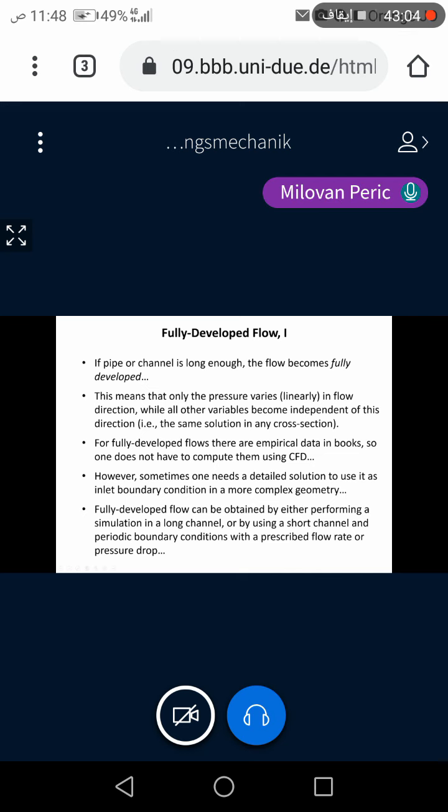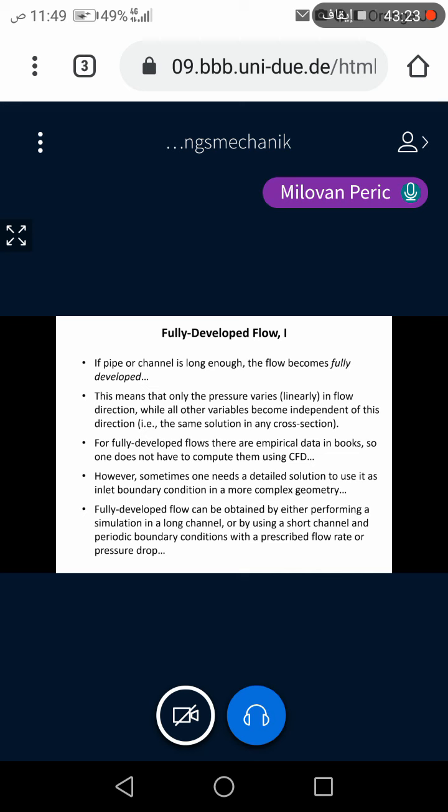Now, fully developed flows, you usually don't need to compute with CFD because there are empirical data in the books, but this data is usually only mean, and sometimes we need detailed velocity distribution, for example, to use it as inlet condition to a more complicated geometry.